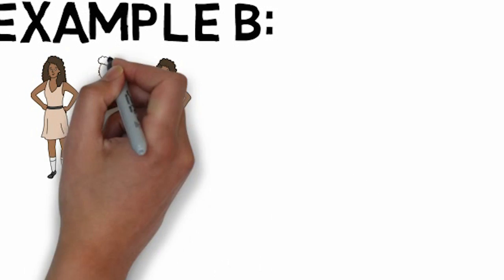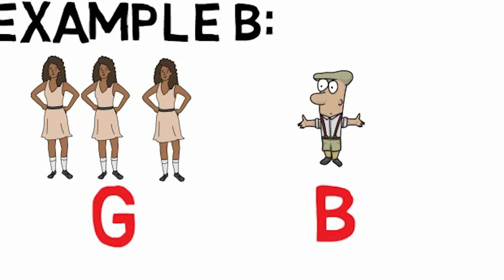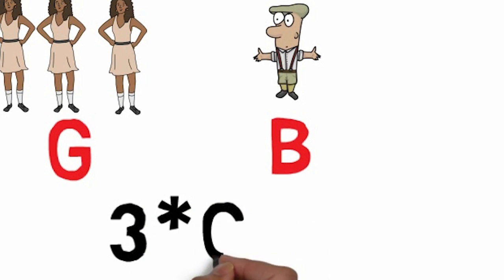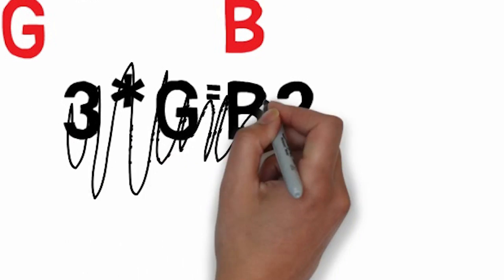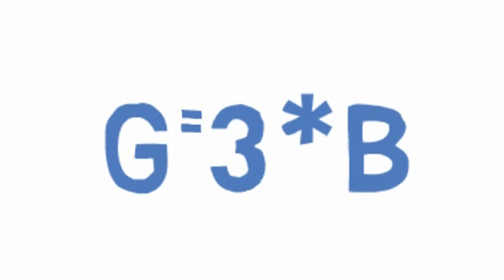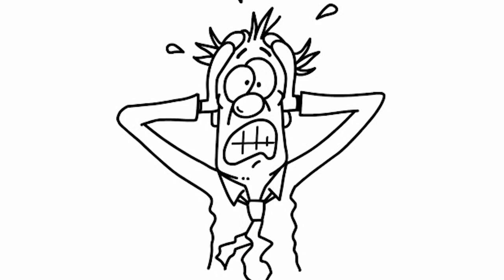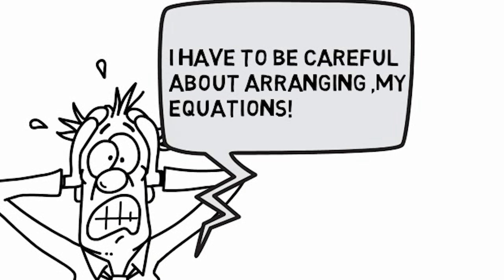Example B. In our class, there are thrice as many girls as there are boys. If we represent the number of girls by G and the number of boys by B, will it be 3 times G equals B? That is incorrect. The correct equation is G equals 3 times B. That was tricky, wasn't it? It didn't follow the order that the buzzwords appeared in the English sentence.